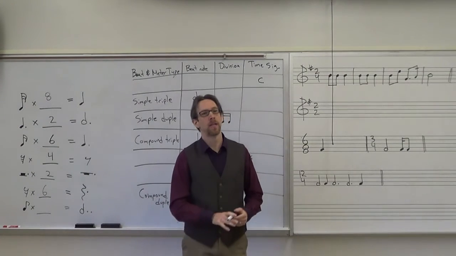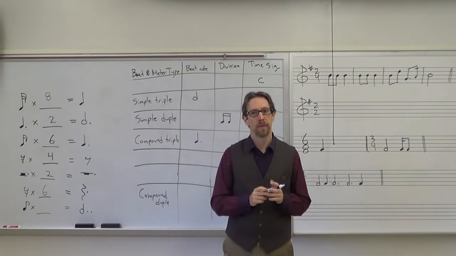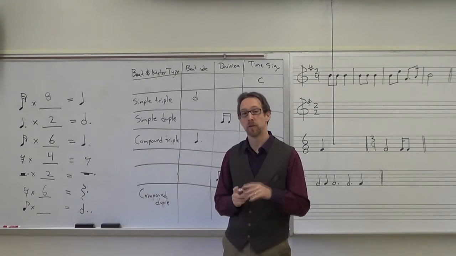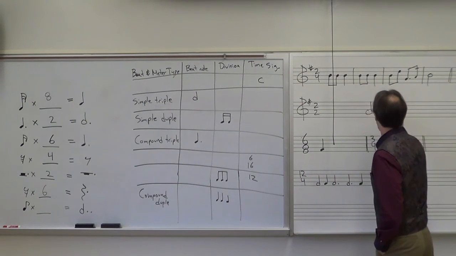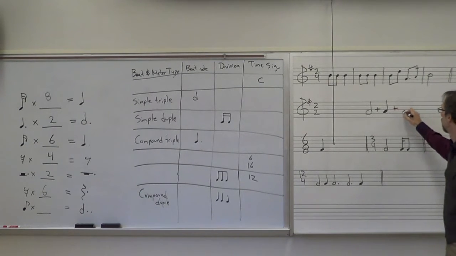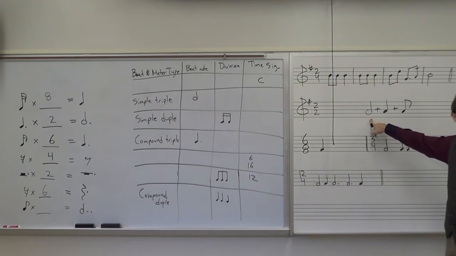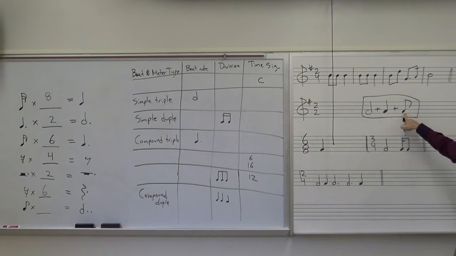Here we have a double dotted half note. We did not talk about that. So a half note, when you put the first dot, it means half of that. So half of a half note is a 1/4 note. When you put a second dot, it's half of the dot. So what's half of a 1/4 note? That would be an 8th note. So a double dotted half note is the same thing as saying a half note plus a quarter note plus an eighth note. That's what the second dot is, half of the dot that preceded it.